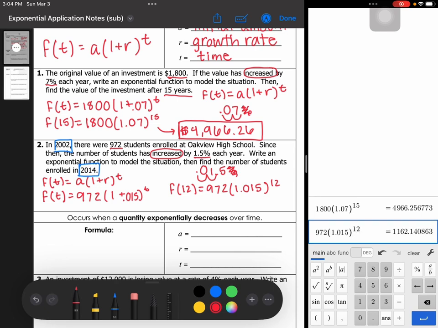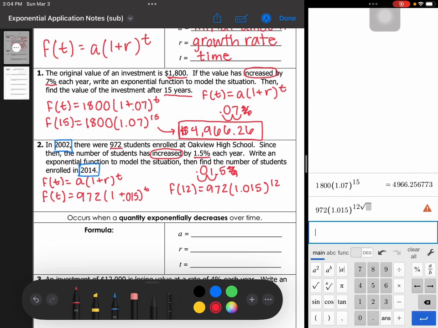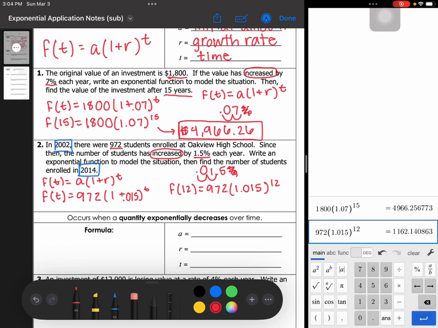And this time, since we're dealing with people, we want to round to the whole number because we can't have half a person or a quarter of a person, we need a whole person. So I'm going to round to the whole number. So 1,162 people is how many people there would be in 2014, starting with the information that we found in 2002.